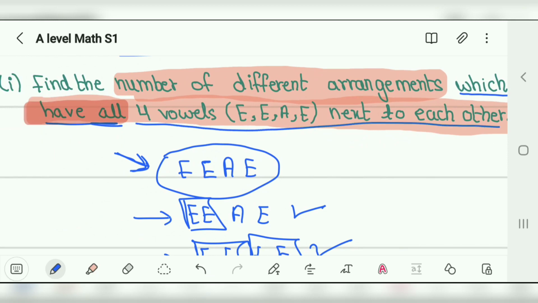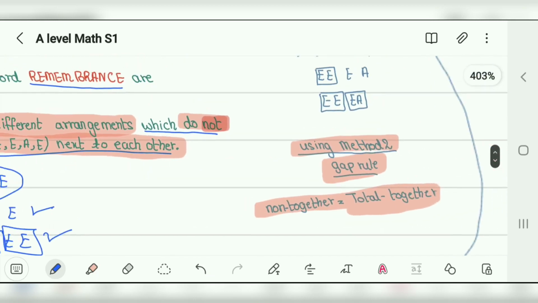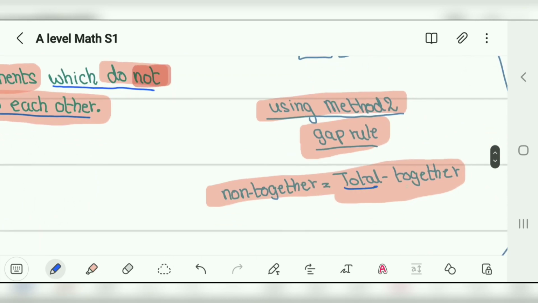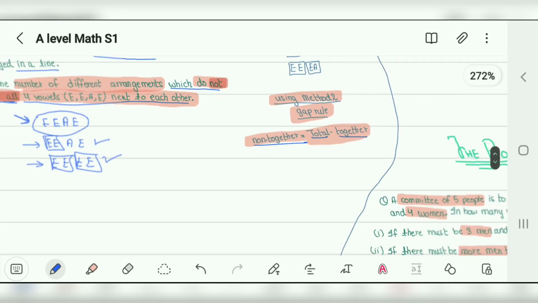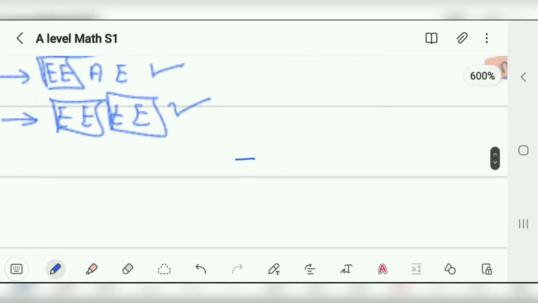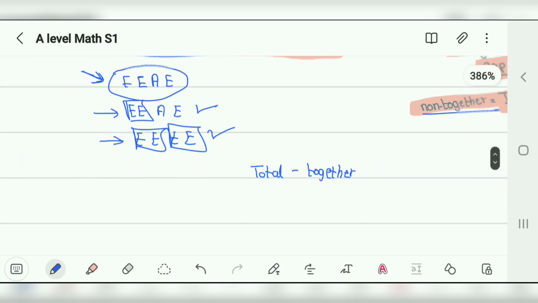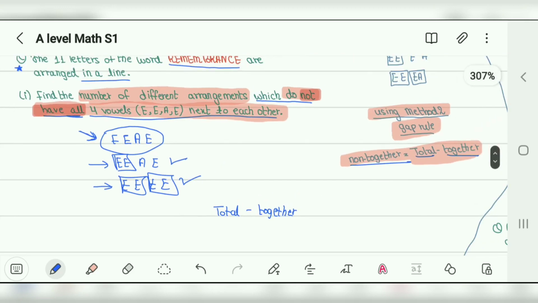Okay, so this one is very tricky, and in order to solve this, we're going to use this formula, which is the second method, and the gap rule: total minus together is equal to non-together. So we're going to use this. Total minus together. Let's suppose that all these four vowels are next to each other, and then we're going to subtract it from the total, and total means having no restrictions. It's a sum of having all together and having not all together.